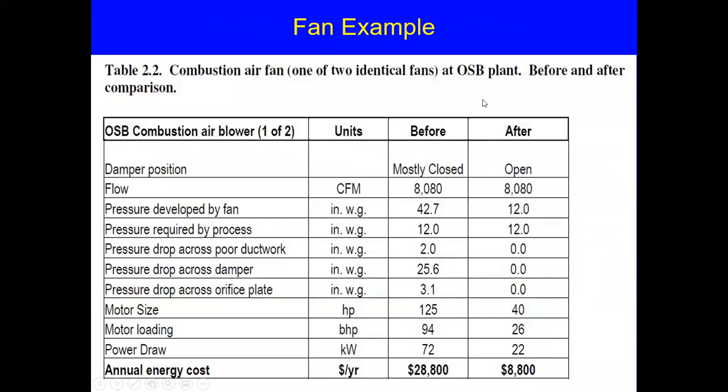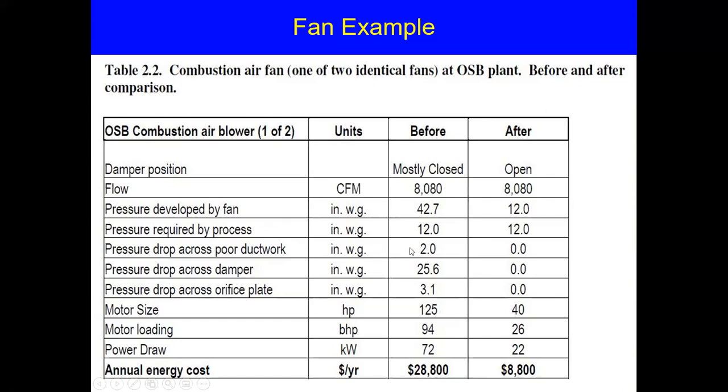Okay, so here's what we're going to simulate in these software tools. So I've got, they've got 2 of these combustion blowers, and this is just looking at one of them. They're both considered identical. So this was times 2. CFM measured at 8,080. Pressure developed by the fan, 42.7 inches. Pressure required by the process, 12 inches. So pressure drop across poured ductwork was measured at 2.